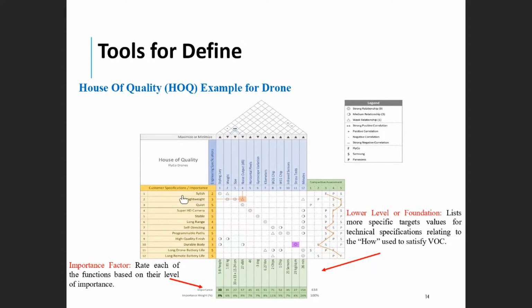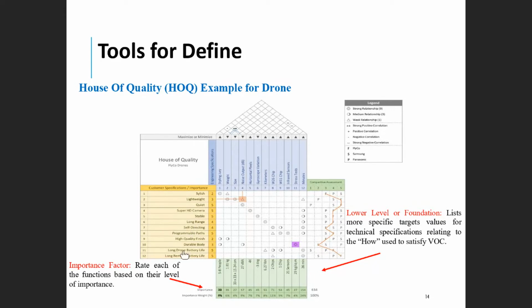The requirements from the customer, they have 12 requirements, starting from the style and up to the long remote battery life. There is the long drone battery life, which is the drone itself, the airplane here. And long remote battery life, this is the controller's battery life. There are other requirements here like quiet, super HD camera, stable, long range, and so on. All these are the customer requirements.